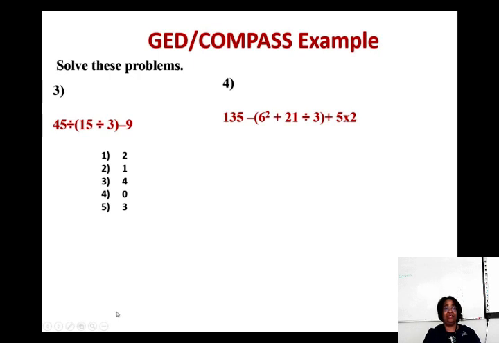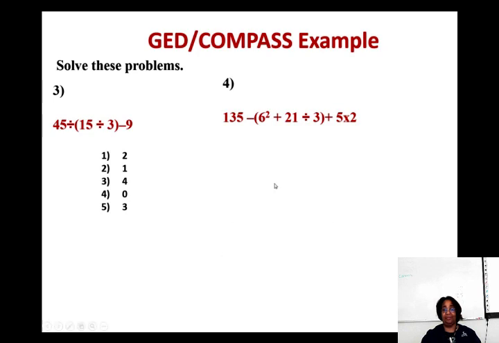Tell me what the right answer is for number 3. Problem number 4, selection 4, right? 0, yeah. Because I get 5, and 5 divided by 5 is 9, and 9 minus 9 is 0. 0 is my answer.